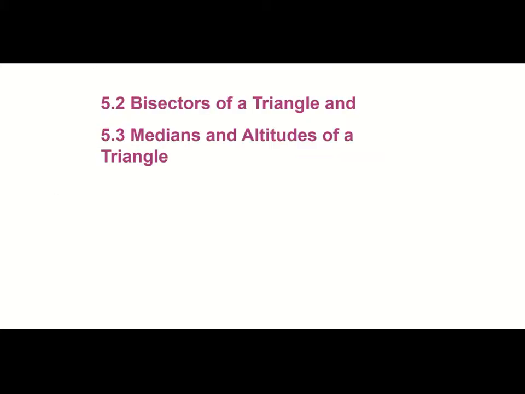All right, that brings us to 5.2 and 5.3. What we're going to look at in 5.2 and 5.3 is the bisectors of a triangle, and then the medians and the altitudes of a triangle. We're not going to delve too deeply into this topic. We're going to identify them and look at them, but there are a lot of properties that go with them that we aren't going to get to in our course.